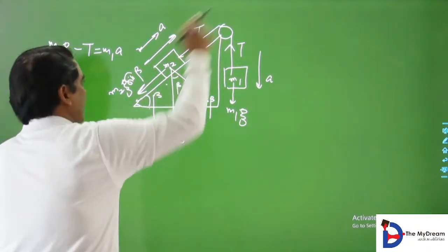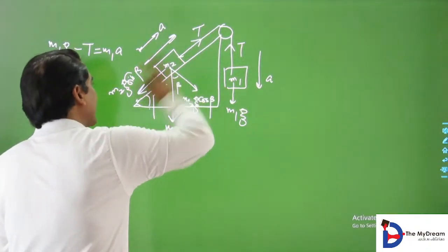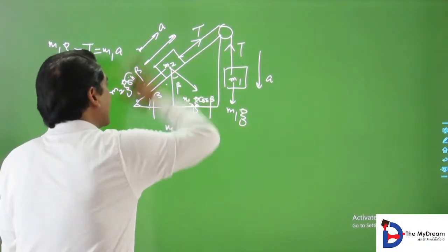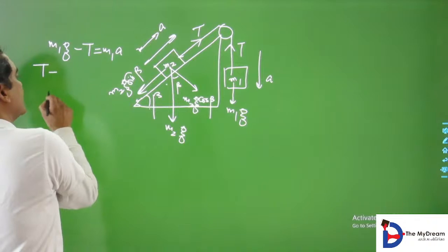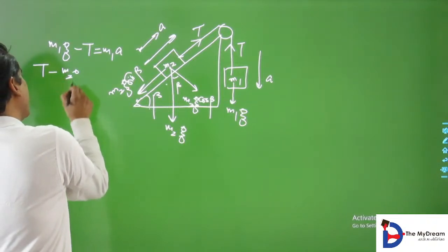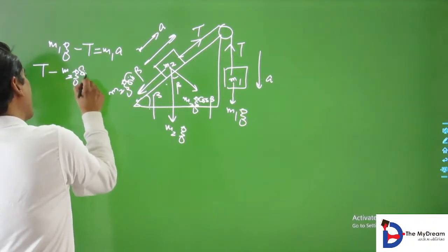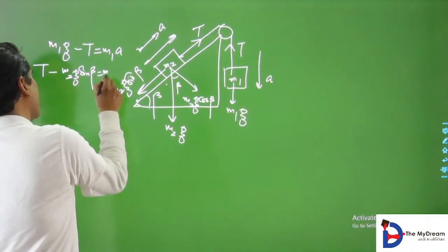And this is T, the system is moving। इस inclined plane पर बॉडी कहाँ जा रही है? ऊपर जा रही है। ब्लॉक कहाँ जा रहा है? ऊपर जा रहा है। So T minus M2G sin beta is equal to M2A.